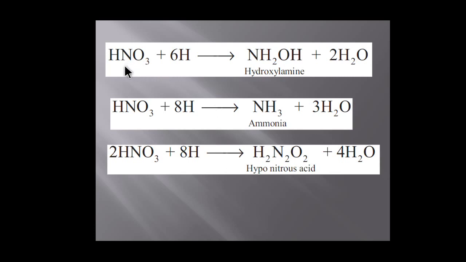Then further, HNO3 reacts with nascent hydrogen to form hydroxylamine and water. Then it reacts with nascent hydrogen to form ammonia. Then it reacts with atomic hydrogen to form hyponitrous acid, H2N2O2. Is it clear? So these are the secondary reactions.